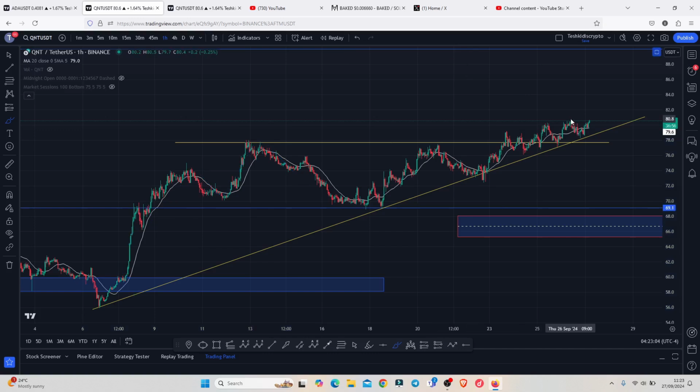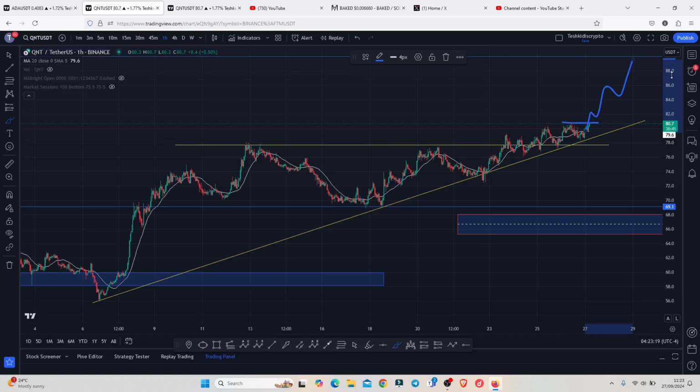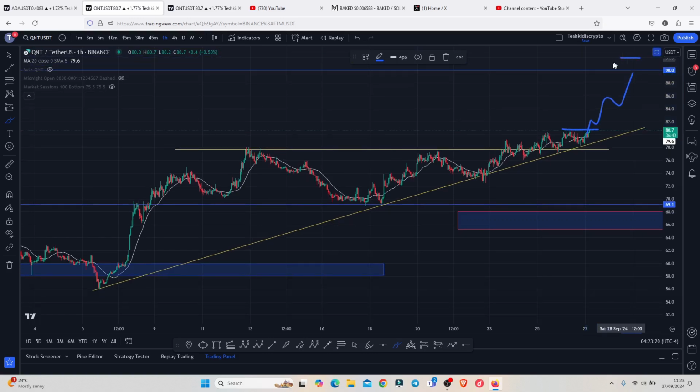And at the time of this recording, we are now attempting to see a break above that significant high that we made yesterday. And the moment we manage to break above that significant high, then I will be expecting to see QNT give us another push to the upside in a move that can easily get us back above the $85 and also above the $90, where we have our next key areas of resistances.